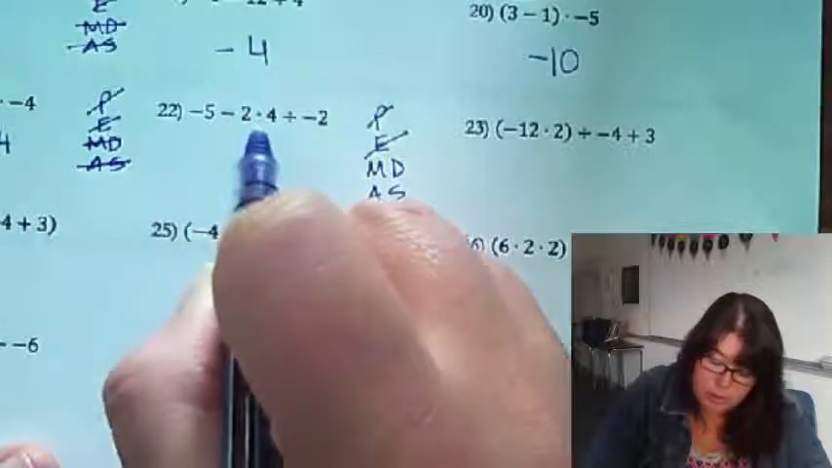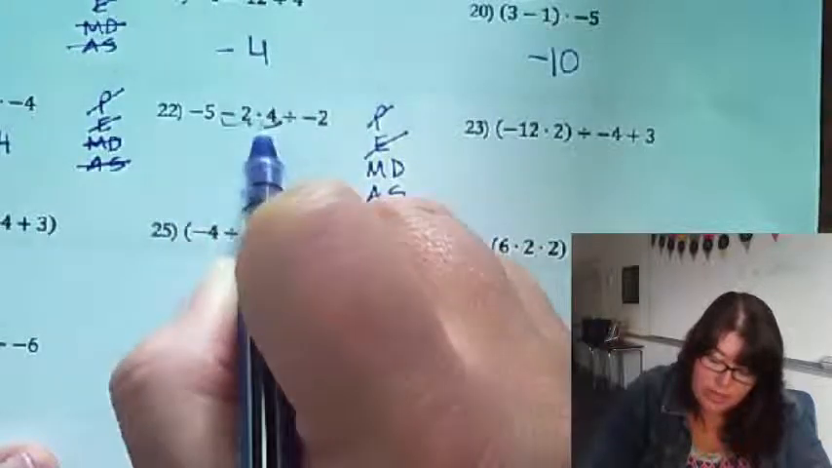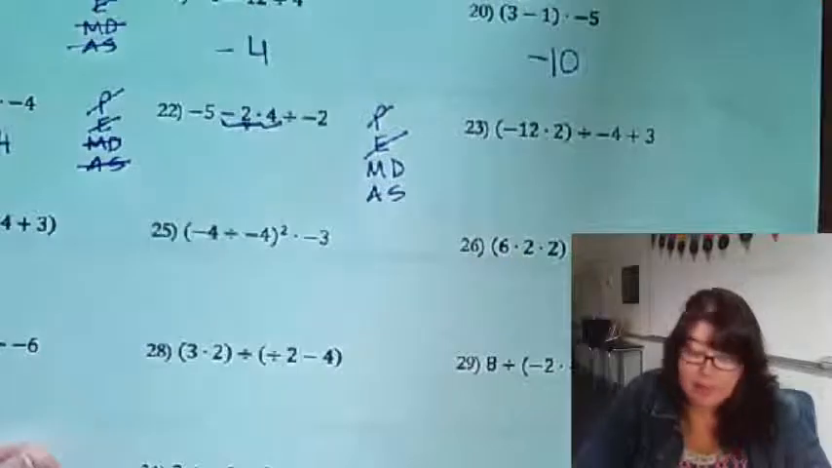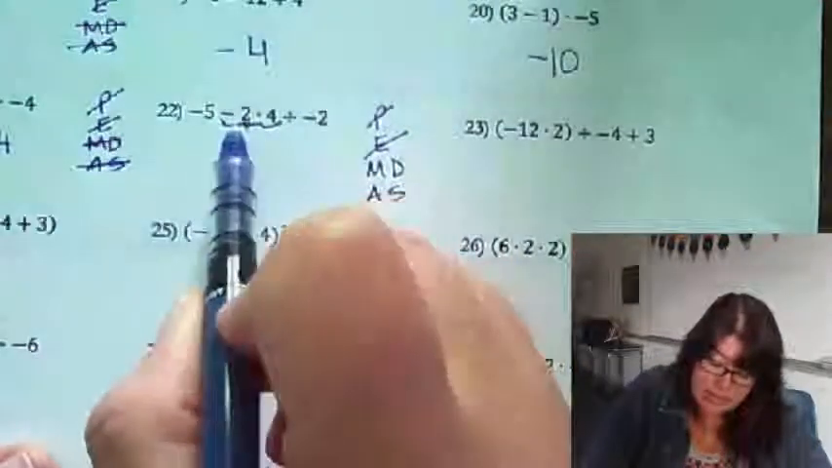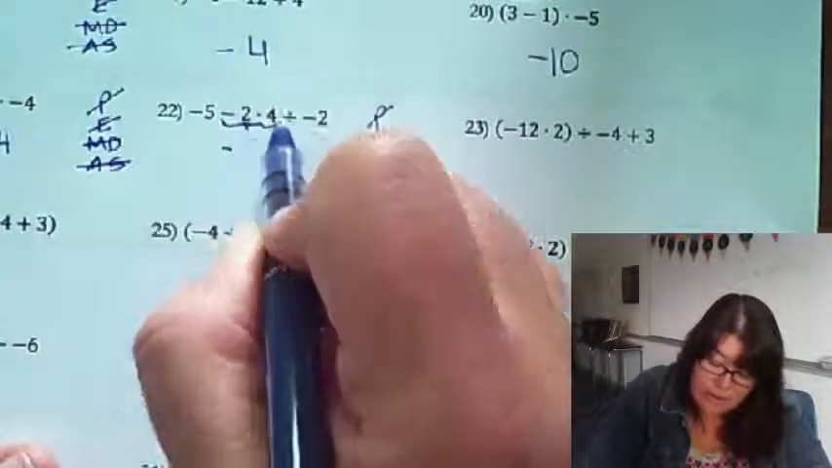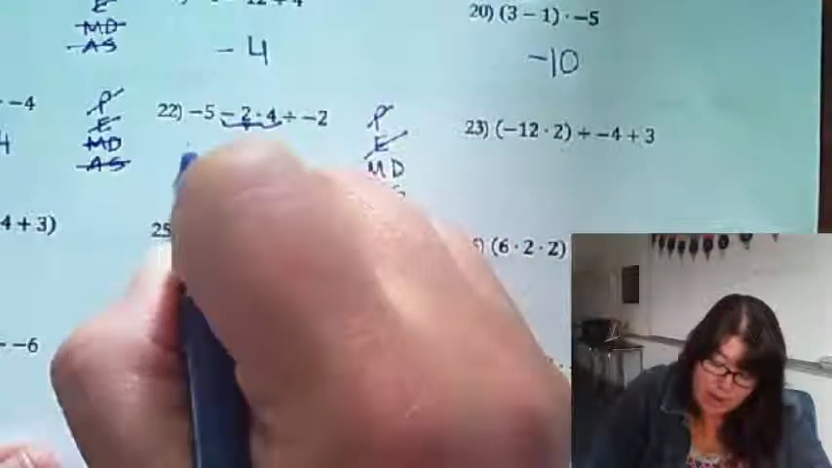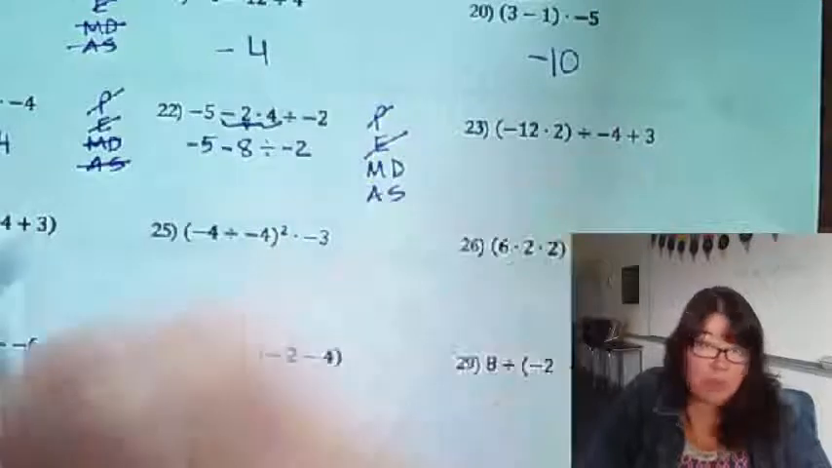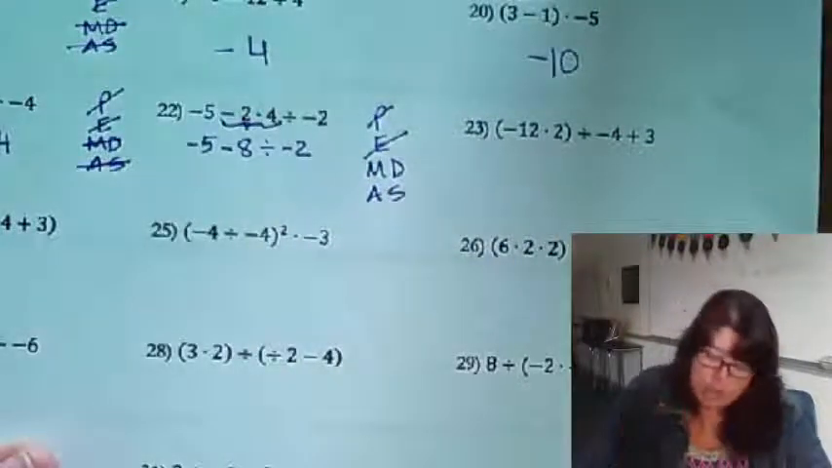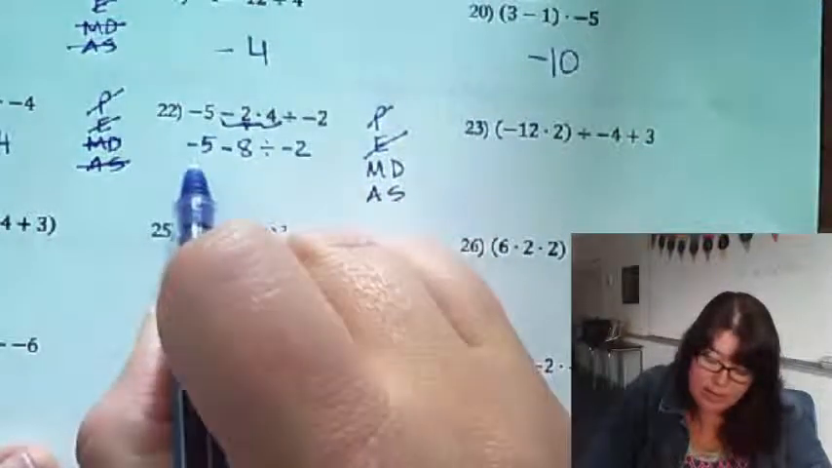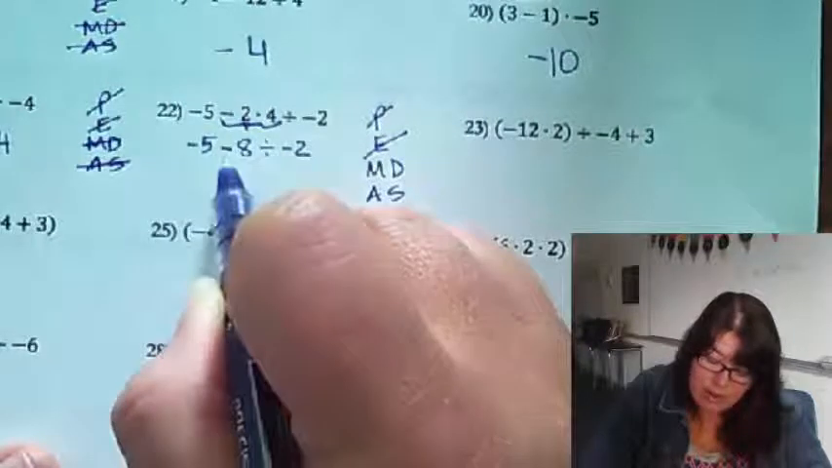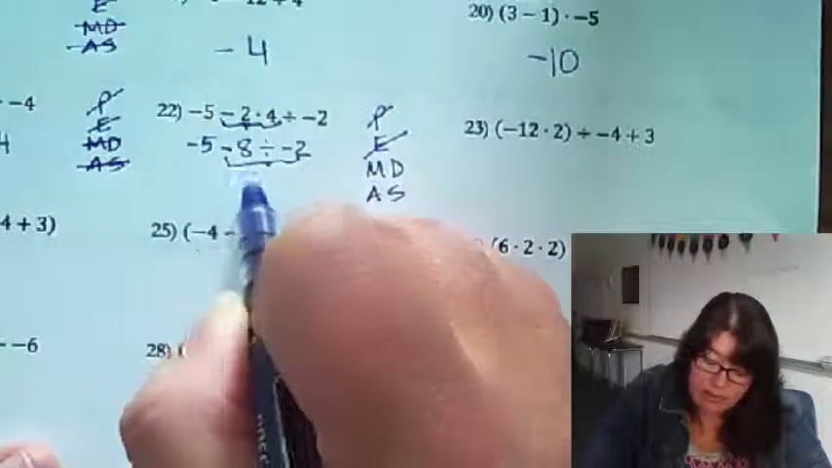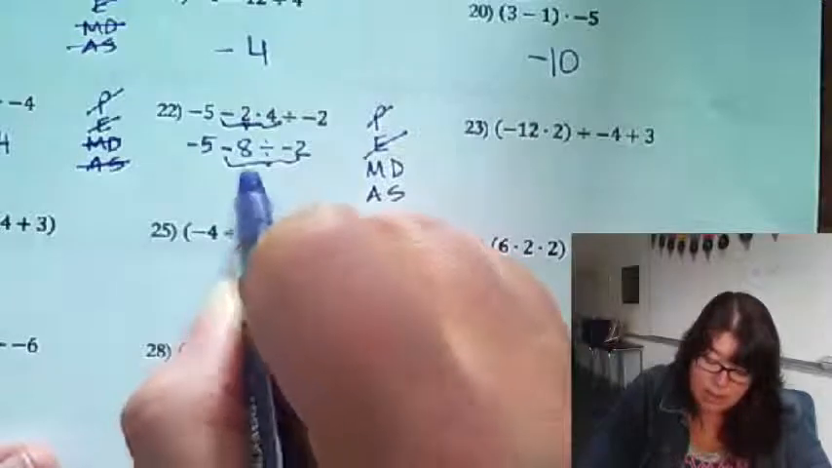So I'm looking for multiplication or division. There's multiplication, so I'm going to stop and multiply these two things together. A positive times a negative gives me a negative, and 2 times 4 gives me 8. Bring down the rest of my problem and go again. You keep going until you don't have any. So multiply or divide left to right. There's a division sign, -8 and -2. A negative divided by a negative is a positive. 8 divided by 2 is 4.